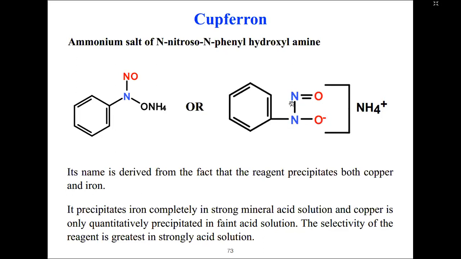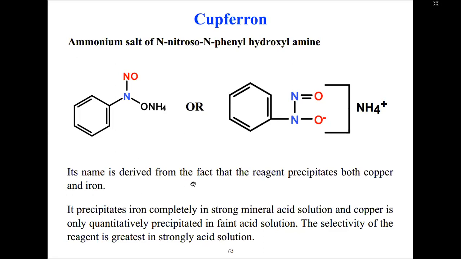Here, N-nitroso and phenyl. So N-phenyl in this benzene ring, phenyl group attached to N hydroxylamine. So this whole part is N-nitroso and phenyl hydroxylamine, which is attached to an ammonium group. So it is a salt of ammonium. Okay. So remember how to draw the structures.